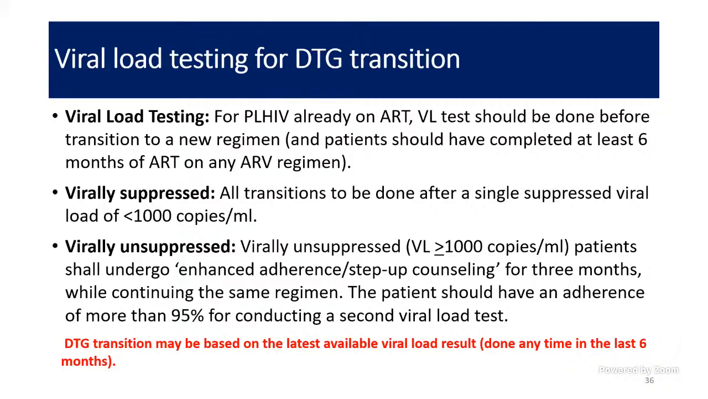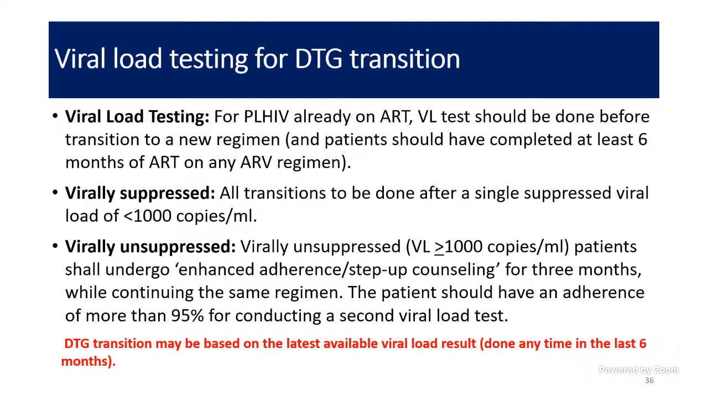The viral load testing for PLHIV already on ART: viral load test should be done before transition to a newer regimen. And patients should have completed at least 6 months of ART on any ARV regimen. And those who are virally suppressed, all transitions to be done after a single suppressed viral load. So what we say is, for all these transitions, if a transition is happening without failure, only one single viral load should be documented before that.